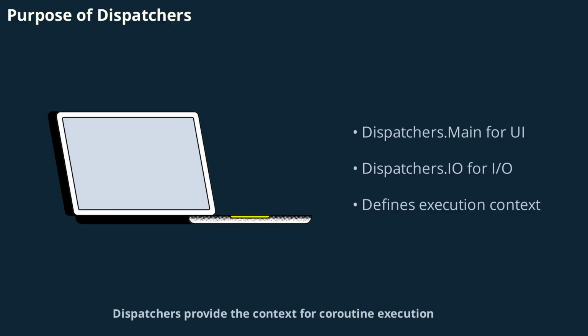Dispatchers provide the context for coroutine execution, defining the thread or thread pool on which the coroutine will run. Common dispatchers include Dispatchers.Main for UI operations and Dispatchers.IO for I/O-bound tasks. Choosing the right dispatcher ensures that your coroutines run efficiently and don't block important threads.